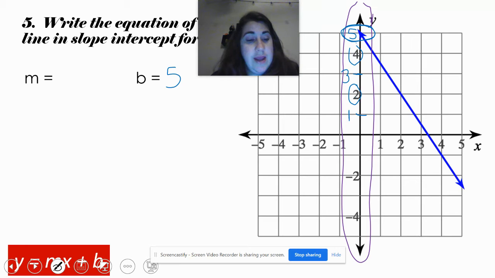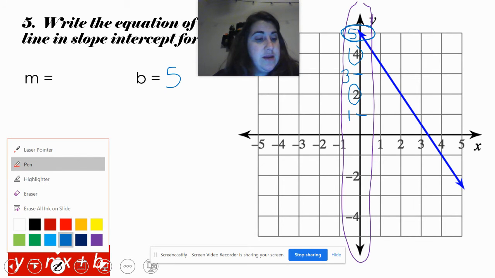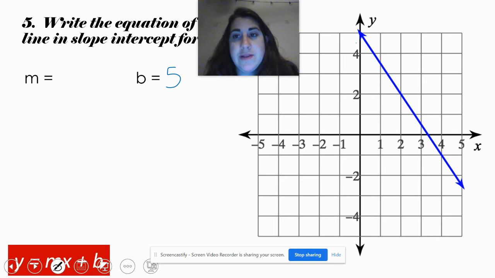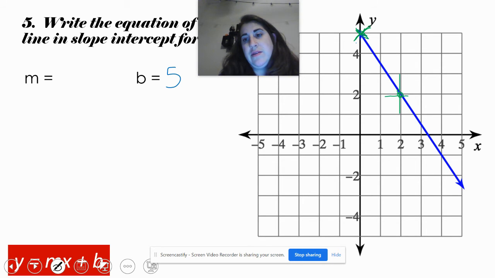All right. Now I'm going to erase that so that we can focus on our slope. The first thing I'm going to do with slope is find two perfect points. This 5, that was a good point right there. Let's see, I'm going to follow the line down until I find where I can cross. That's a good point. And the others, that's a good point. So we can do any of those.